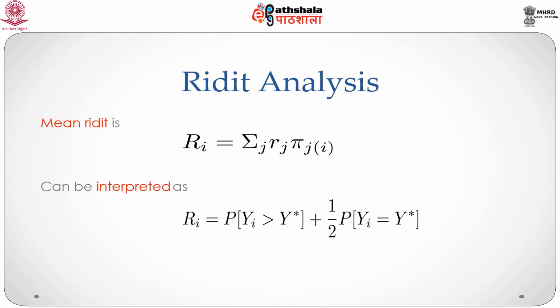Note that Ri is equal to the probability of yi greater than y star plus half times probability of yi equal to y star, where yi is the response category for a randomly selected observation in row i, and y star is the response category for a randomly selected observation from the marginal distribution pi plus j, j equal to 1 to c, of y.